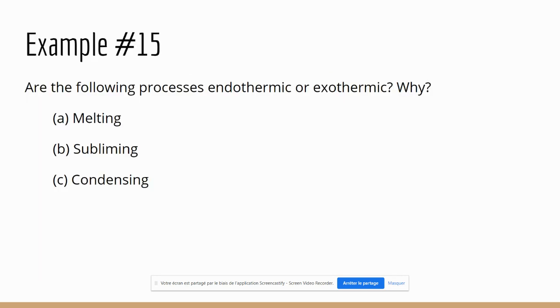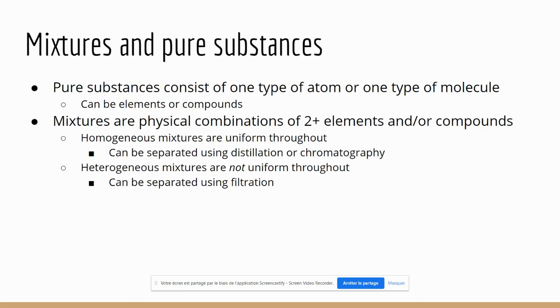Pause here. So I'm just going to say the answer out loud. Melting is an endothermic process. You have to add heat to make that happen. Subliming, if you didn't already know what that was, is the transition directly from solid to a gas. You might see that, let's say, with dry ice, and that is an endothermic process. And then condensing, the transition from the gas phase to the liquid phase, is an exothermic process. Pause here.